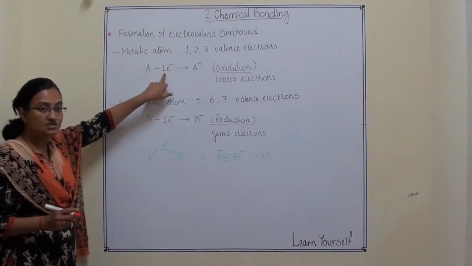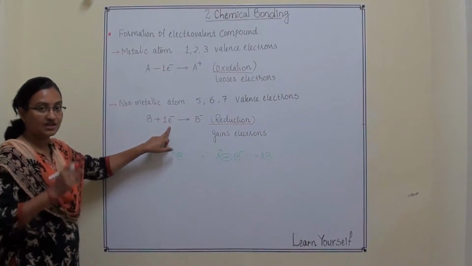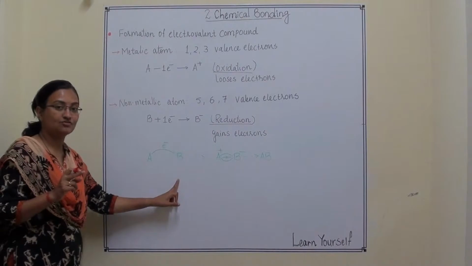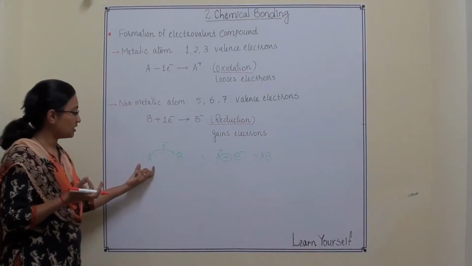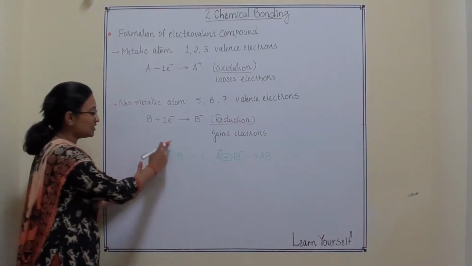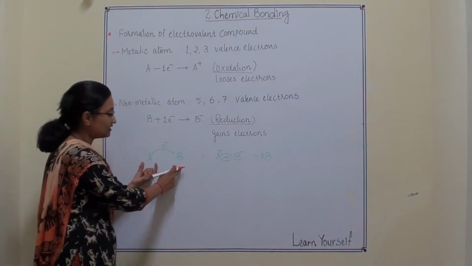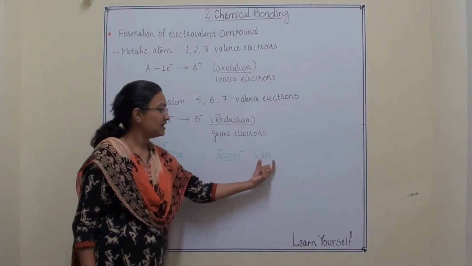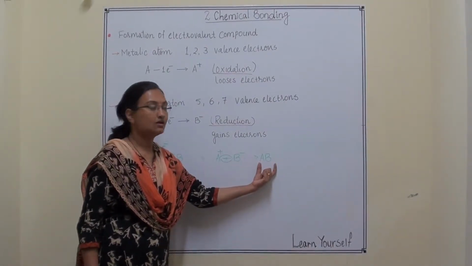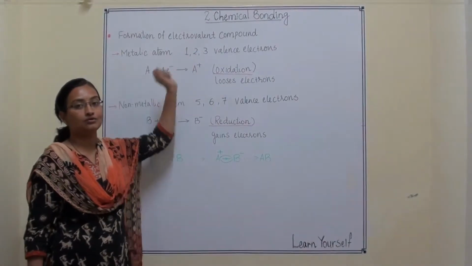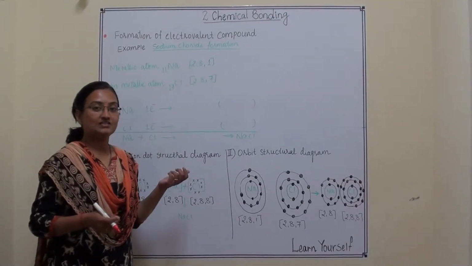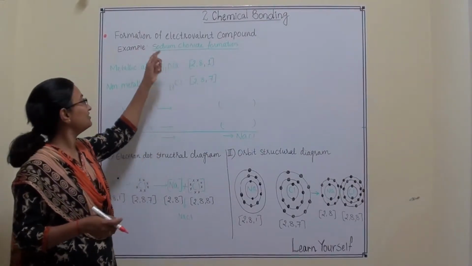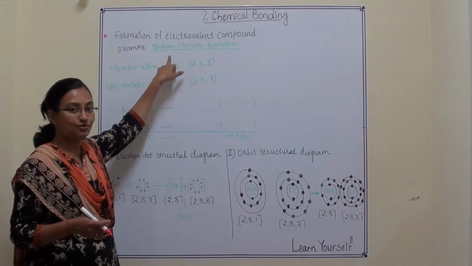So one will lose an electron, one will gain an electron, and this becomes a transfer of electron between two atoms. Combined, A will lose 1 electron and B will gain that electron. So in turn, A will become positive, B will become negative, and A and B will make an electrovalent compound. Now we'll take one example for formation of an electrovalent compound: sodium chloride formation.